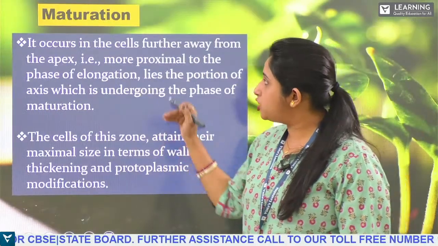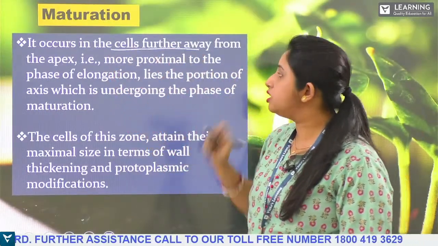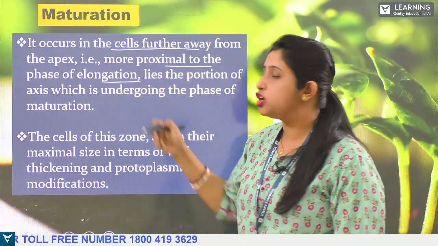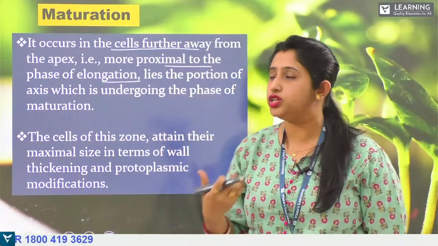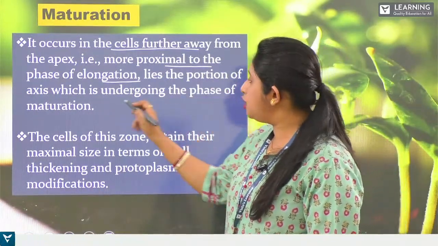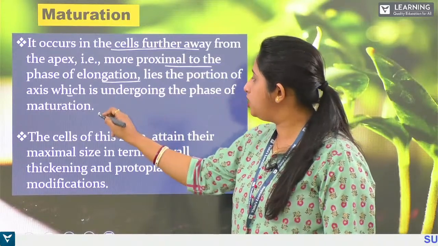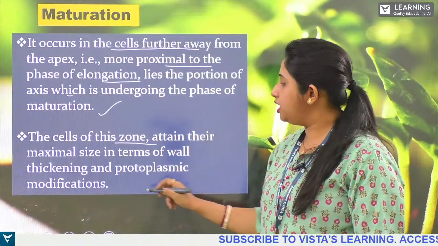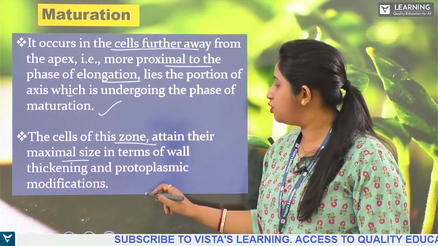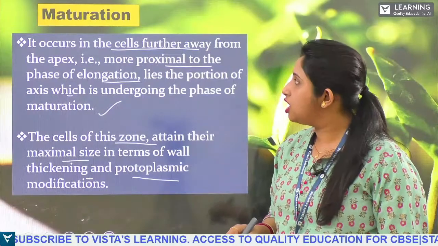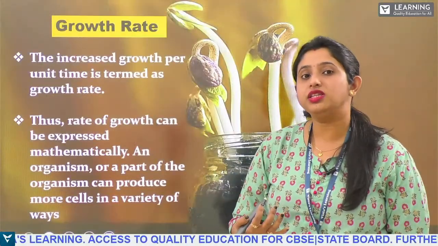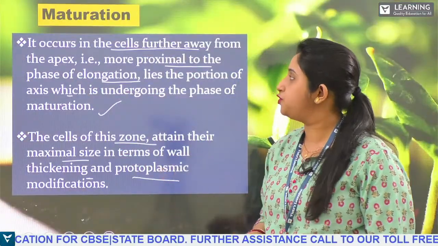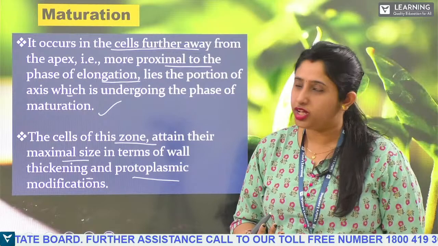Okay. Next, maturation. It occurs in the cells farther away from the apex, that is more proximal to the phase of elongation. So after the elongation, the maturation phase happens, and it lies proximal to the axis undergoing the phase of maturation. Now, the cells of this zone attain their maximal size in terms of wall thickening and the protoplastic modification. So what happens in the maturation? The cell walls become thick and the protoplast gets modified. So that is what happens in case of maturation.